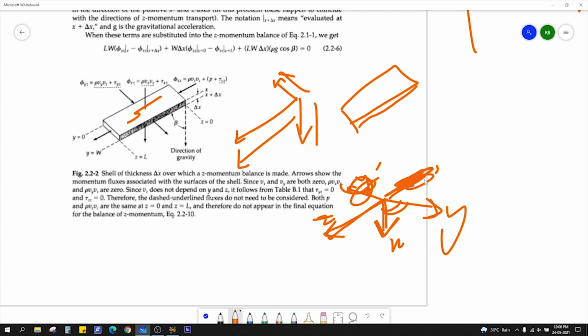So we have to make the thing simple. The flow is in this direction, so it is taken like this. You could have also taken this as x, this as y, and this direction as z. It's your choice. To flow along with this solved problem, we'll follow the same coordinate system as this solution.